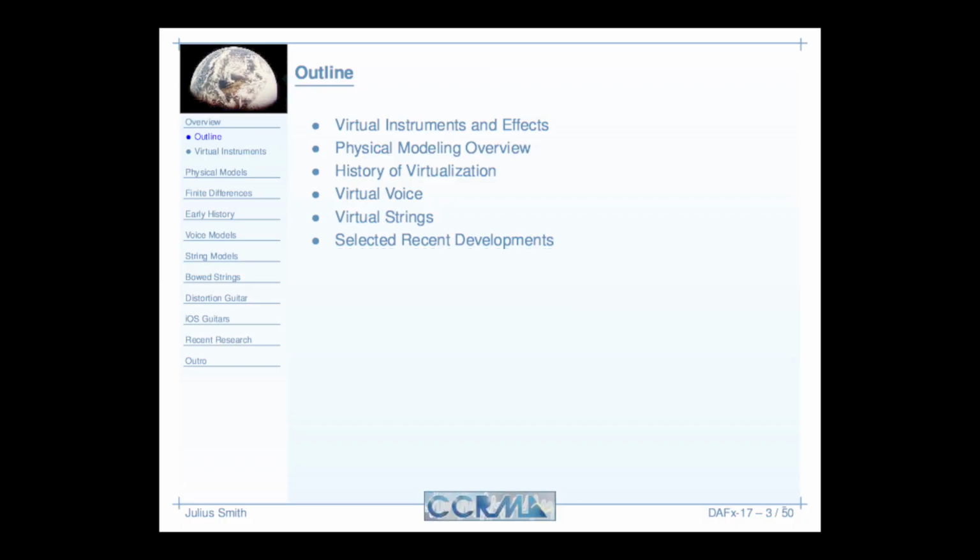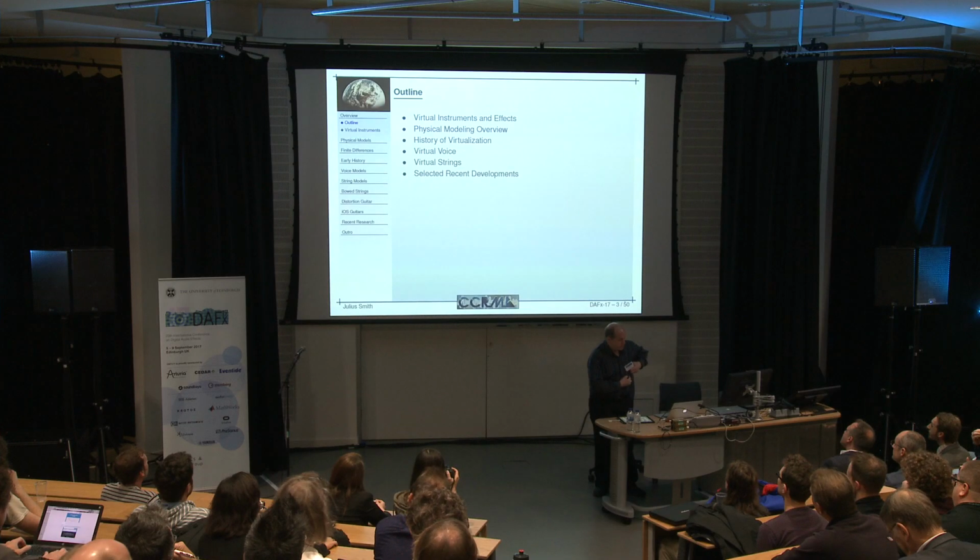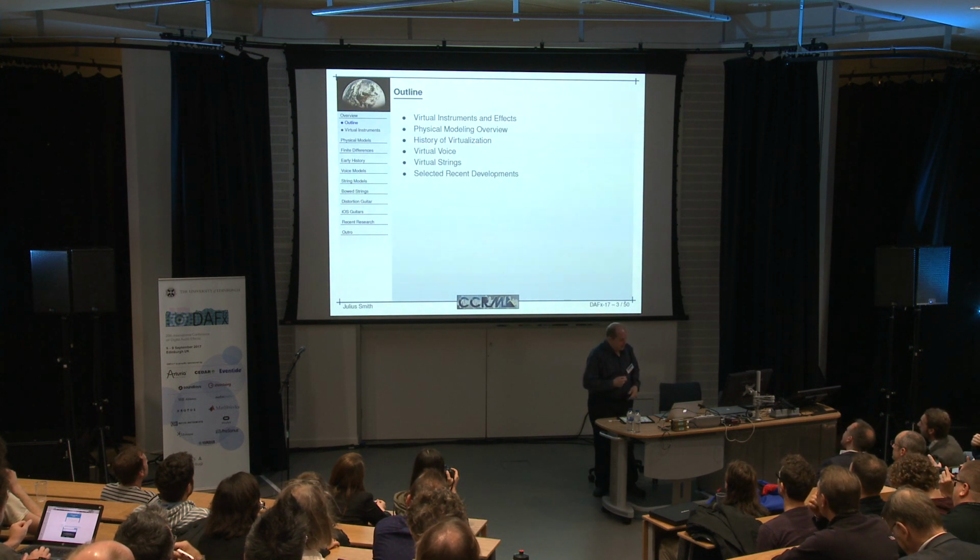So here's the overview. We start out with virtual instruments and effects. What are they? What do we mean by this? And then an overview of physical modeling. What are the various approaches that people use? And then dive into some history. Where did it begin? I'm actually going to go all the way back to Newton, and Newton's System of the World is sort of where we begin, and just follow it forward from there.